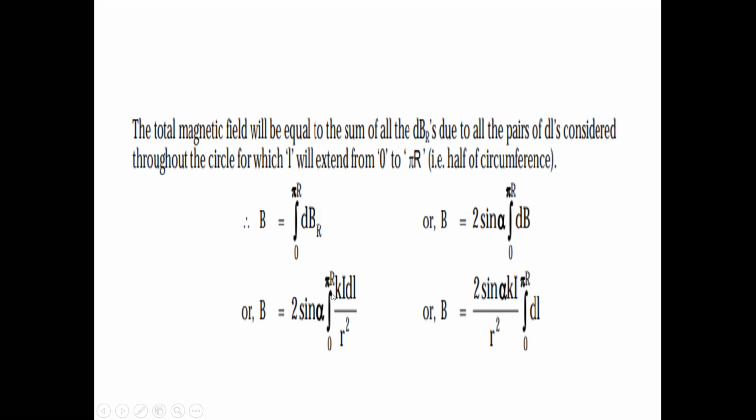Again, K is constant, that is mu naught by 4 pi. I is constant, that is the current passed through the coil. r is constant, that is the distance from the center of the coil to the point. Now just write all the constants right before the integration. Then it is equal to 2 sin alpha Ki by r square, and the integration from 0 to pi r of dl.